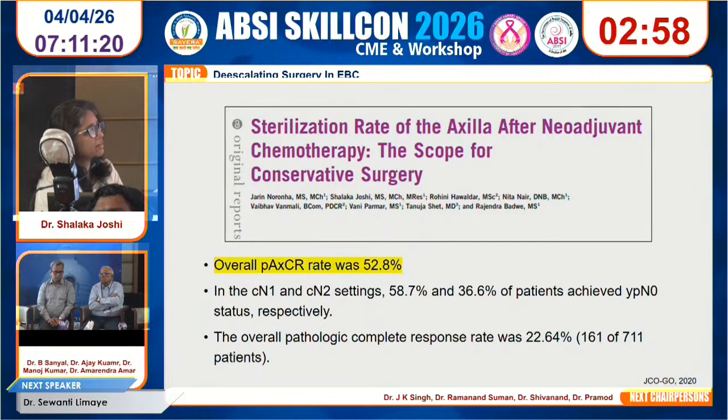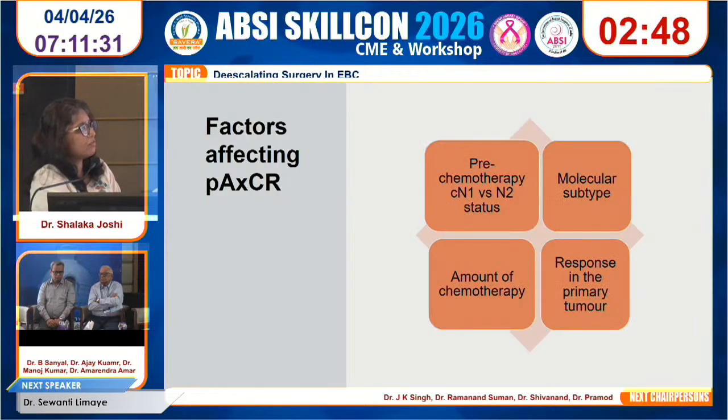We looked at our center's data, and the overall axillary complete response rate was 50%. So we realized that 50% of the time, post-chemotherapy, we can avoid an ALND. And what mattered was, was it cN1 or N2? What was the molecular subtype?